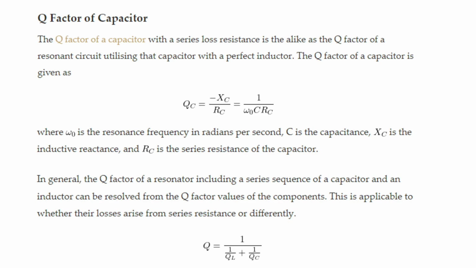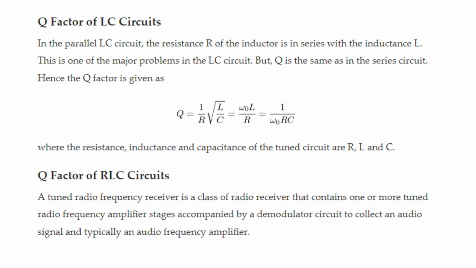Here, omega naught is the resonant frequency in radians per second, C is the capacitance, X is the reactance, and RC is the series resistance of the capacitor. In general, the Q factor of a resonator, including a series sequence of a capacitor and an inductor, can be determined from the Q factor values of the components. This is applicable whether their losses arise from series resistance or otherwise. So the Q value is Q equal to 1 divided by 1 by QL plus 1 by QC.